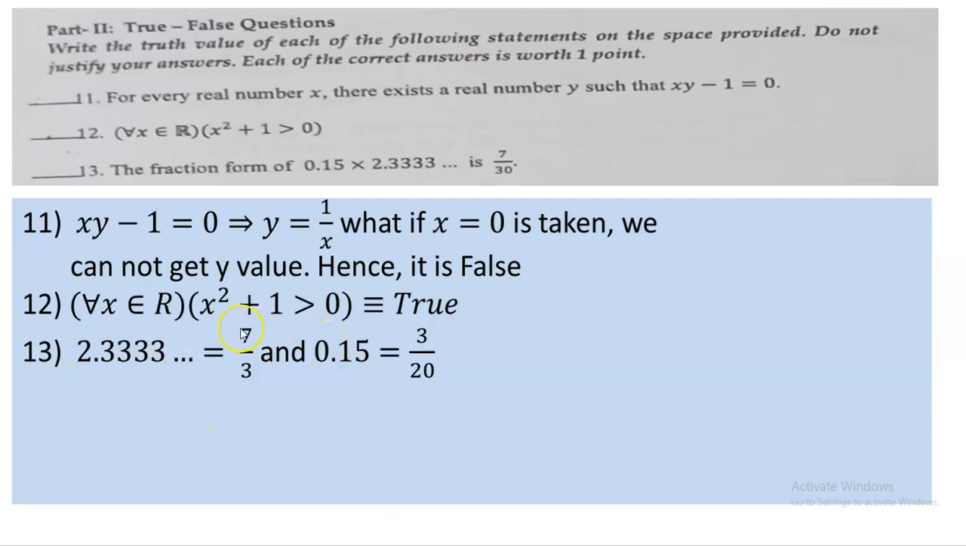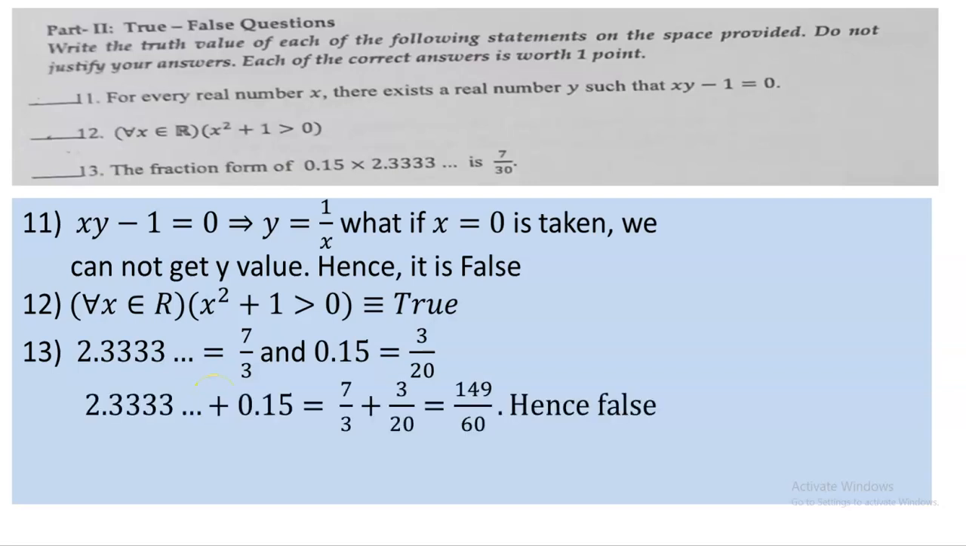You can simply know that 7 divided by 3 makes 2.333, and now 0.15 is the same as 3 over 20 because 15 over 100 can be reduced by 5 to 3 over 20. So we need to multiply these two, right? Because you have been told that the product of these two must make 7 over 30 if it is to be said true. So let's check that. 7 over 3 times 3 over 20.